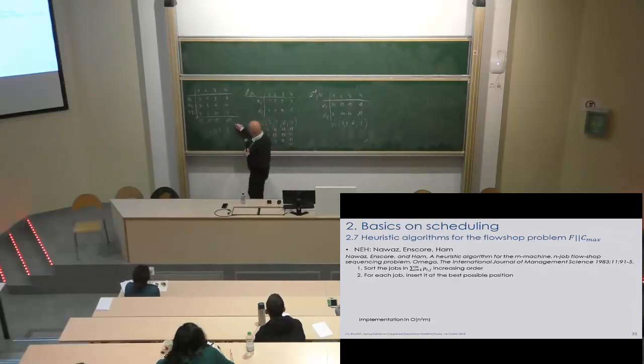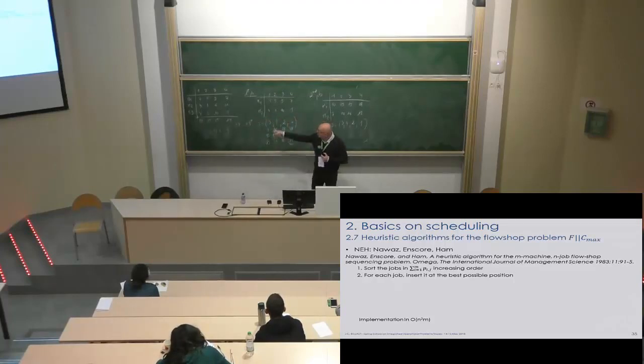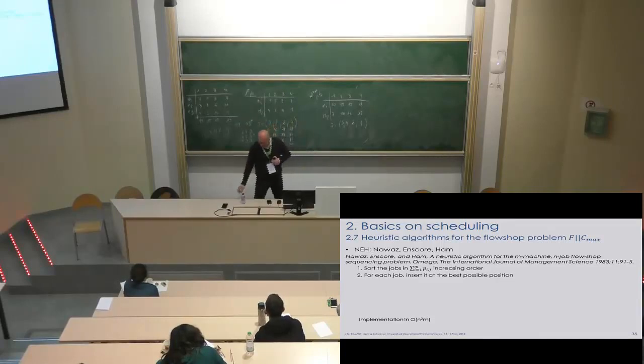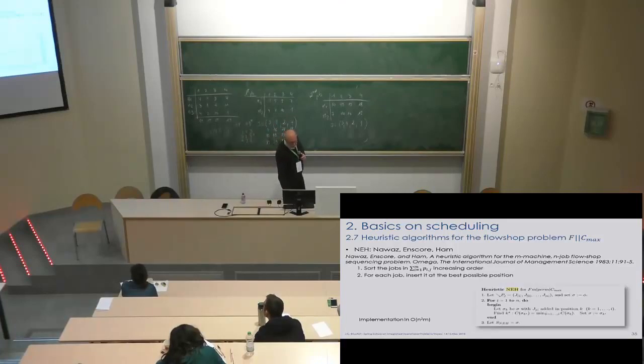So I test 3, 4, and 4, 3. I keep the best. I don't want to make the calculation. Okay? Suppose it is 4, 3. Then I take job 2, and I test 2, 4, 3, 4, 2, 3, 4, 3, 2. And I keep the best. And then I take job 1, and I try all the positions. And at the end, I have a solution. That's the NEH algorithm. Very well-known heuristic in scheduling.